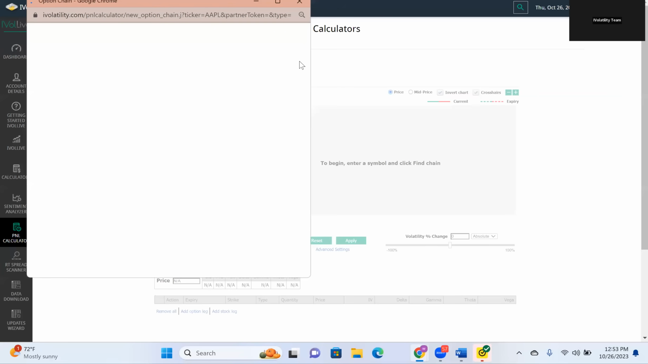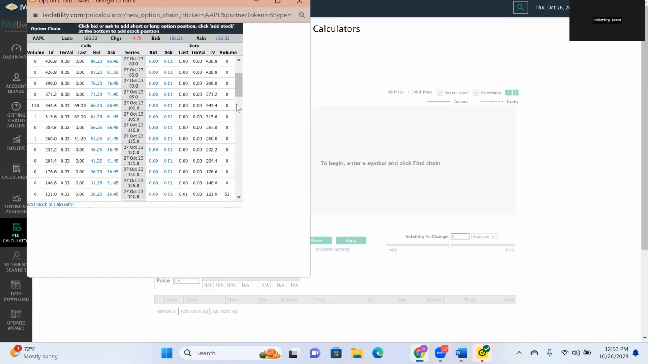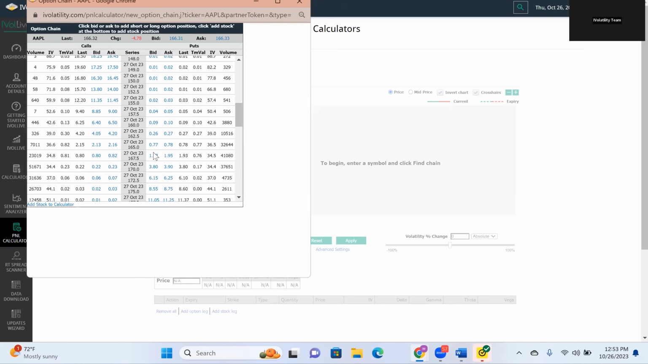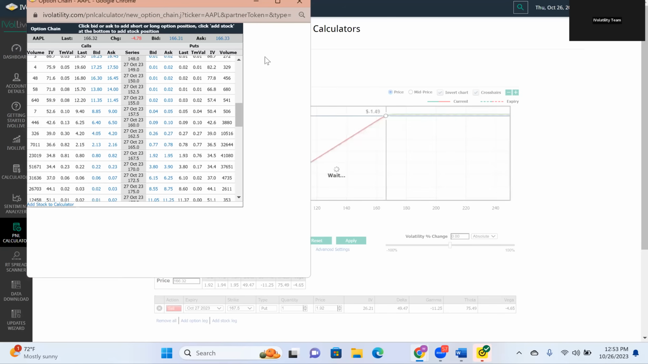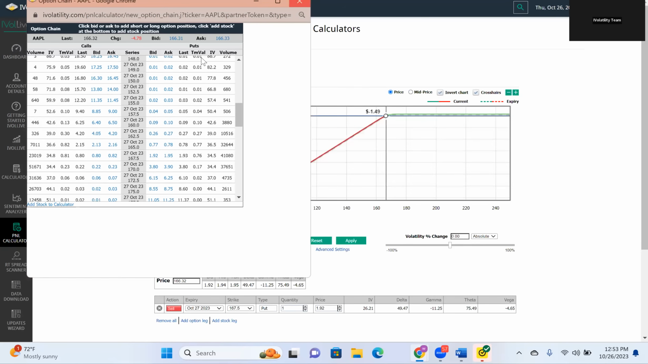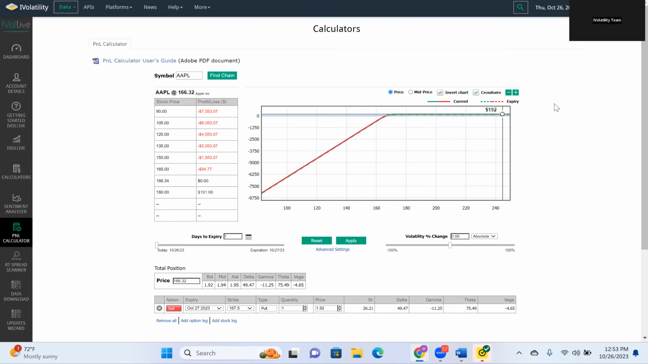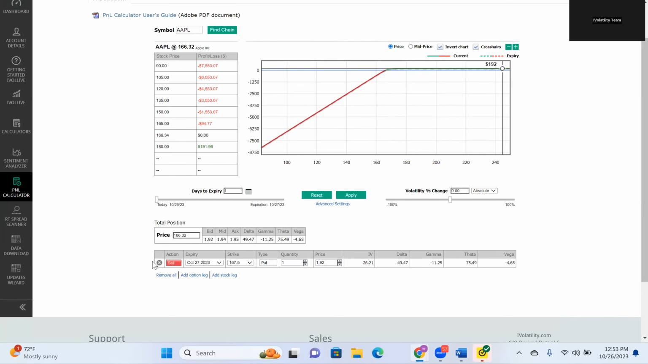Here we go. What were we looking at? We were looking at the expiration for tomorrow. So here we have the at the money, the 167.50. So I clicked on that. This populates behind us. So right now we are selling to open this October 27th put with a 167.50 strike. We're selling one contract for $192.